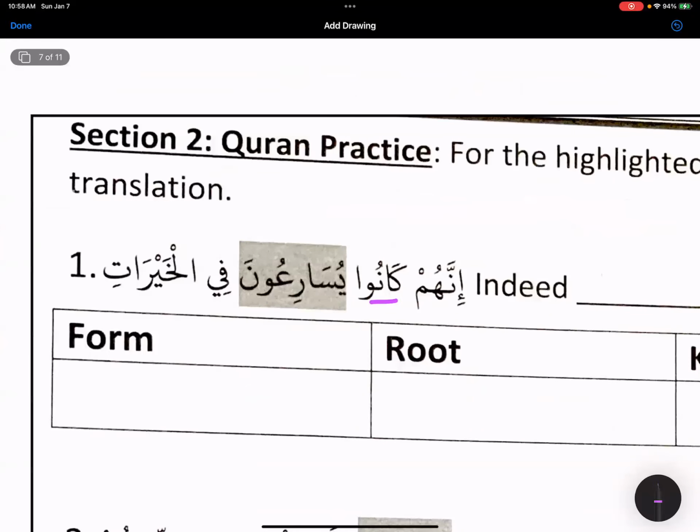But Kanu and fail mudaria means used to. So this is a habit, not a one-time act. Allah subhanahu wa ta'ala is saying that they used to. Innahum kanu yusariuna fil khairat. They used to run, they used to compete in khairat, in good things. Subhanallah. May Allah make us among them. Right? So this is how we're going to try.